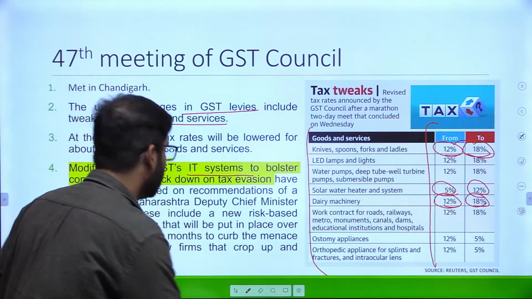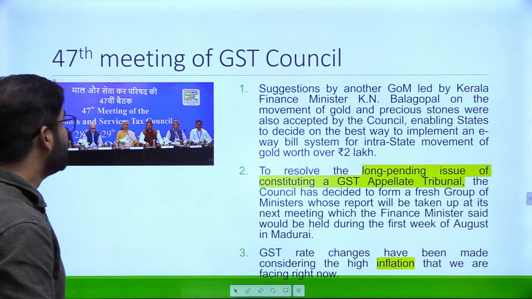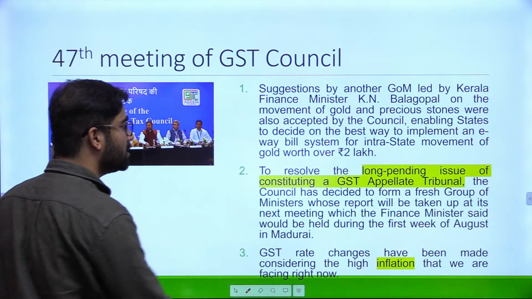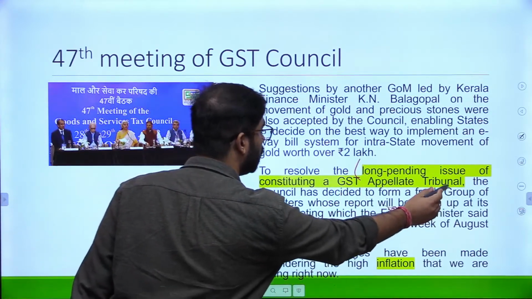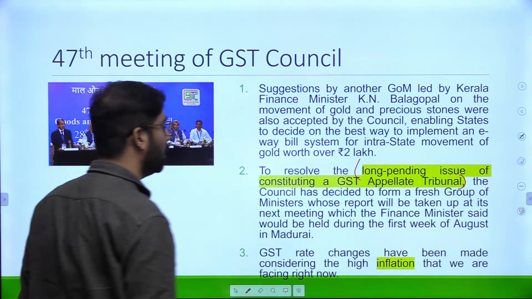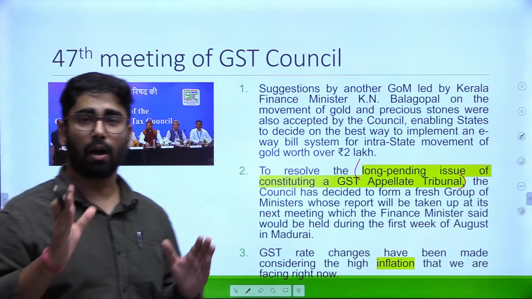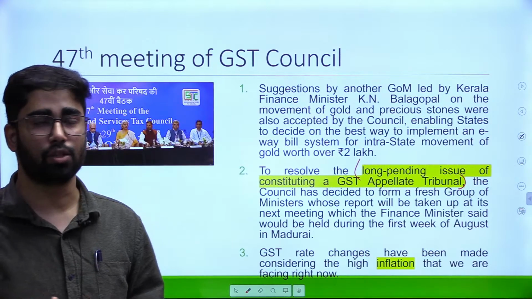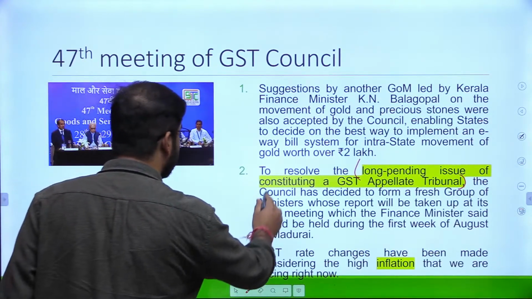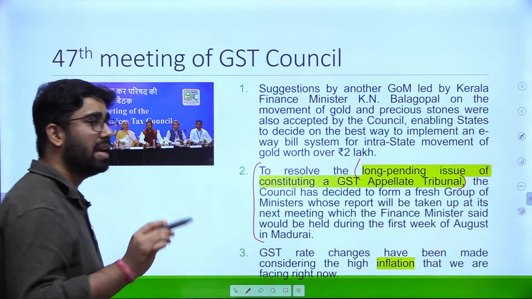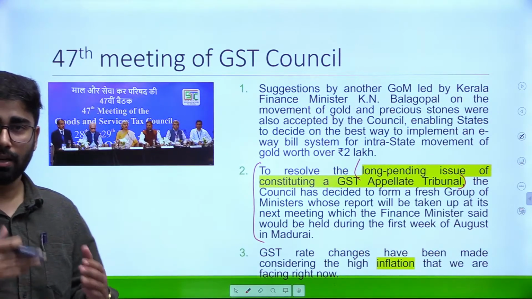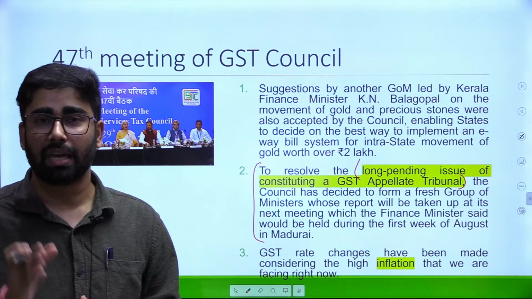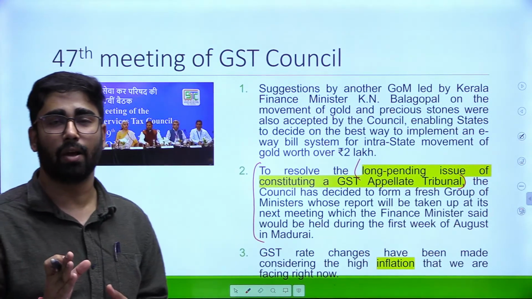Okay. Now, the 47th meeting, yeah, again, there were some other decisions also, such as a long pending issue of constituting a GST appellate tribunal was decided through a group of ministers was formed to decide on this issue. तो ये भी 47th meeting में decision लिया गया. And the finance minister herself said that the tax changes, the rate of tax changes were being taken keeping in mind the inflation going on in the economy.